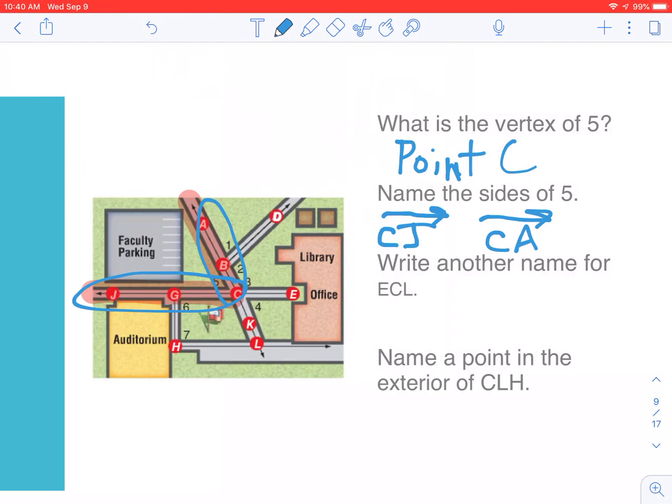All right, write another name for angle ECL. Okay, so it always helps to trace this out on my paper. ECL. I'm going to name it a couple names. Angle 4, okay, because we see the 4 there in the interior. We could also name it angle ECK.